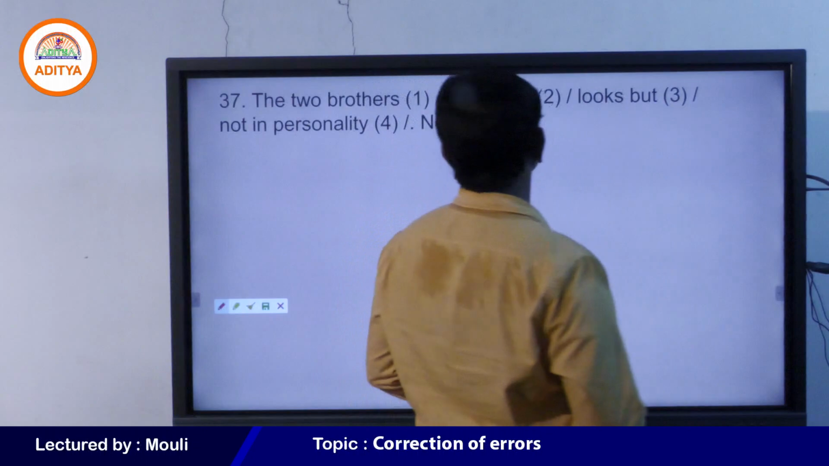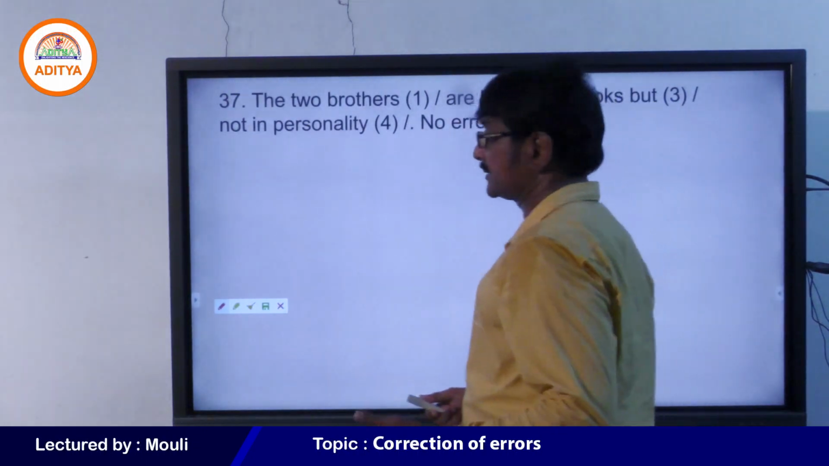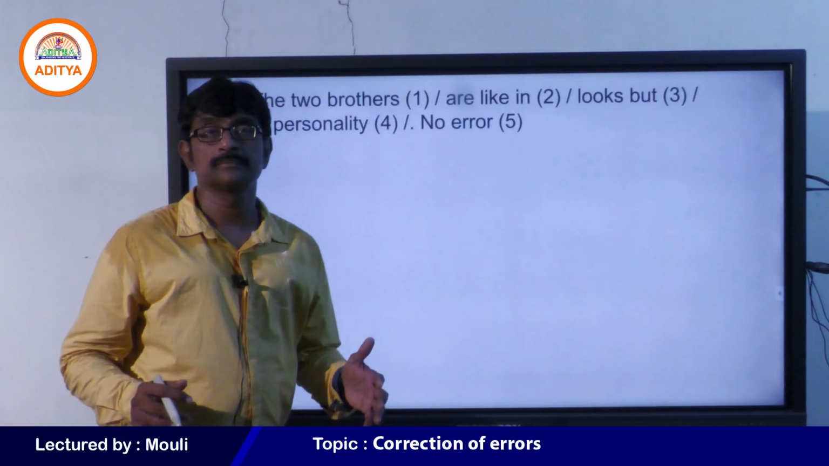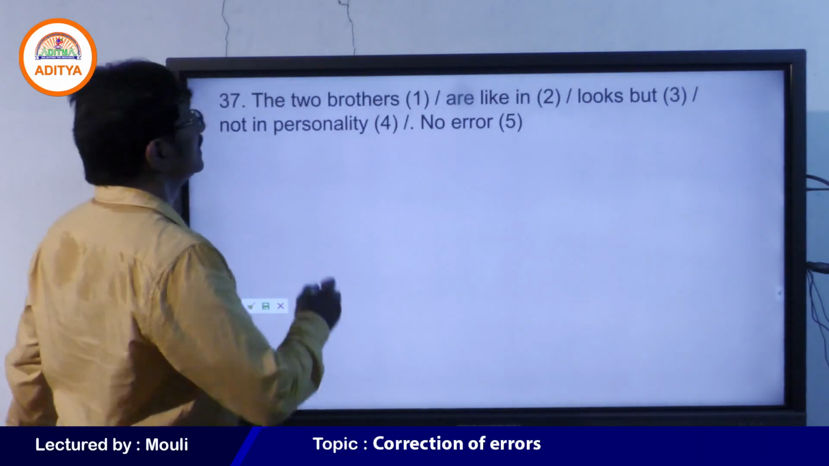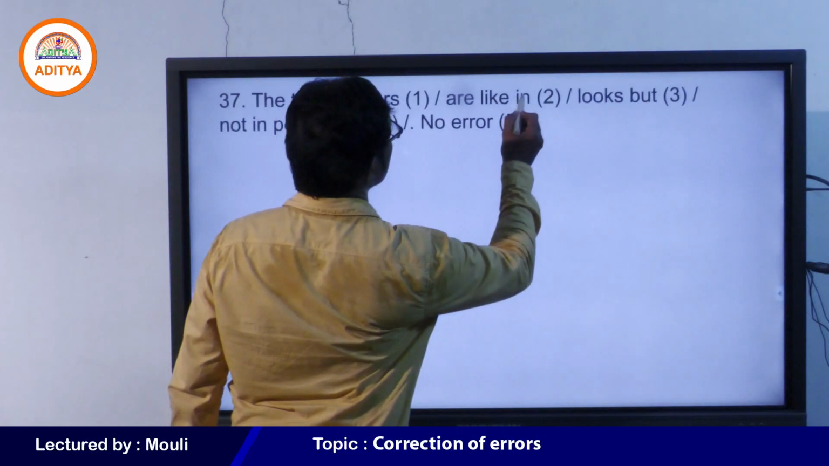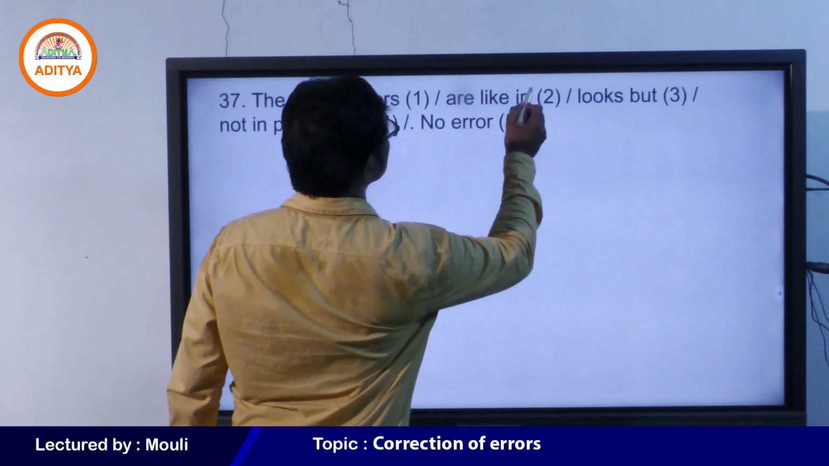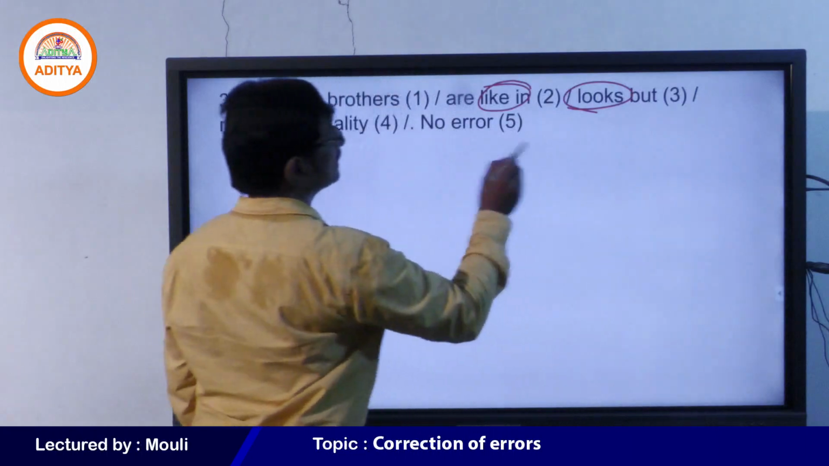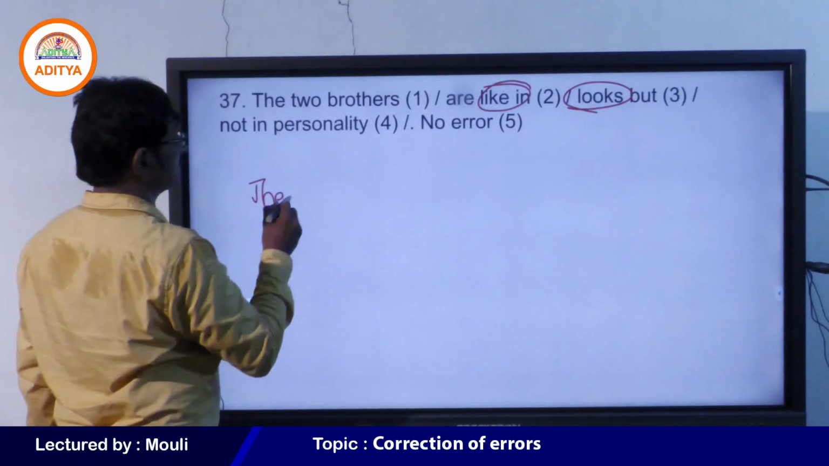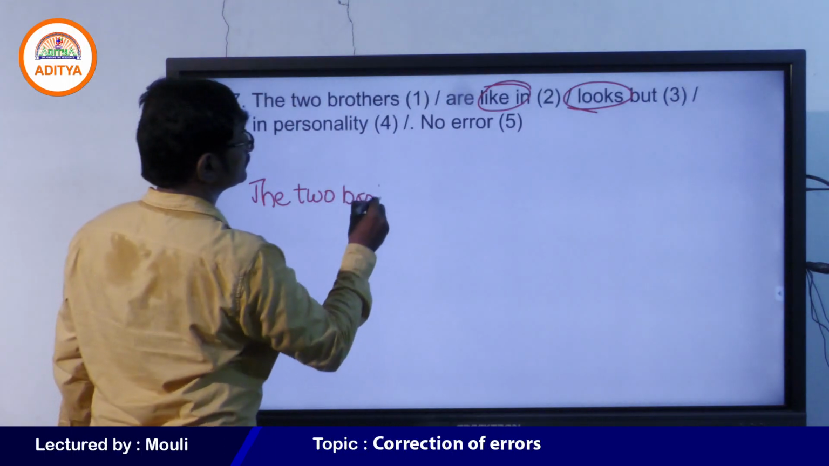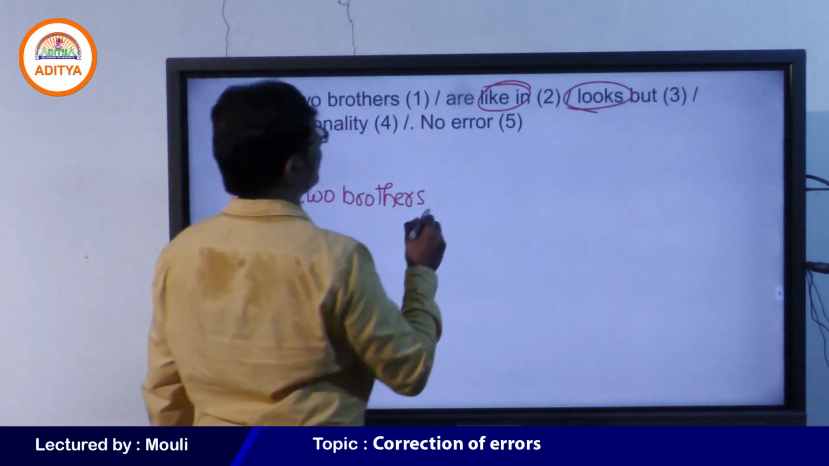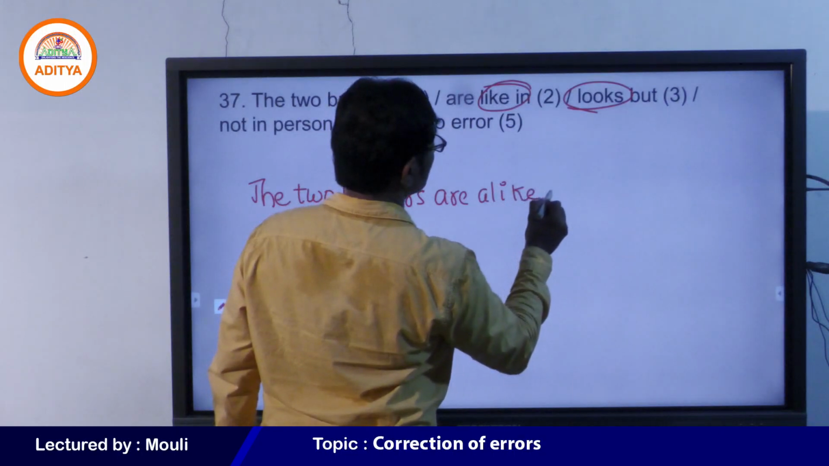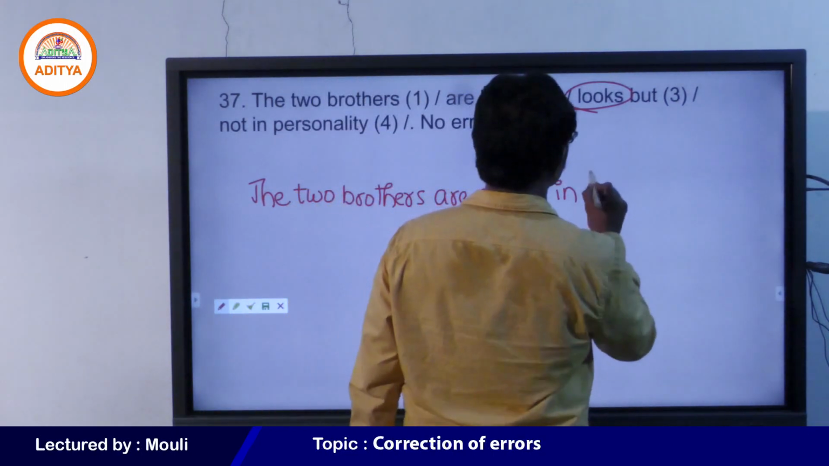The two brothers are like in looks, but not in personality. Now let us look at this. The two brothers are look alike. There are two mistakes in this, students, but the correct sentence is this. The two brothers are alike in looks.